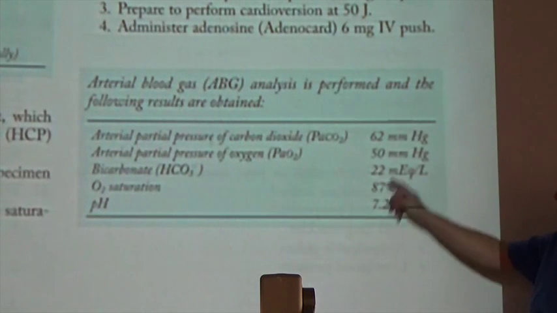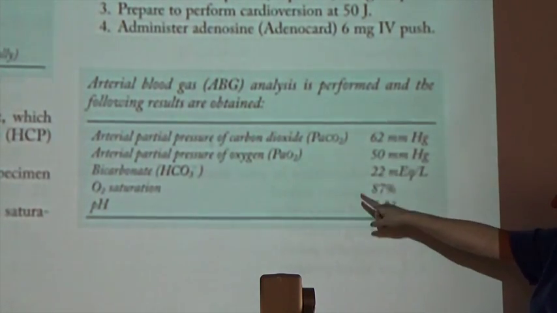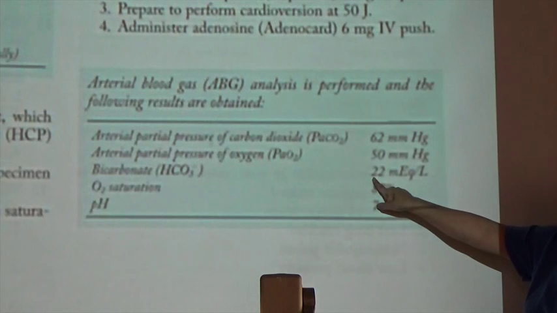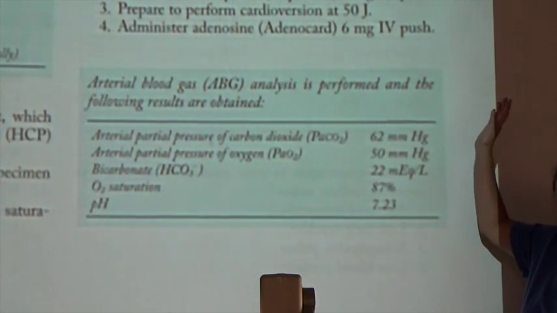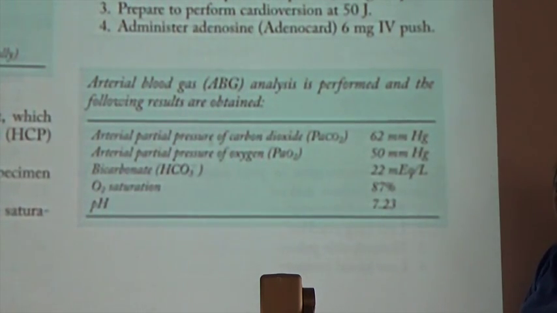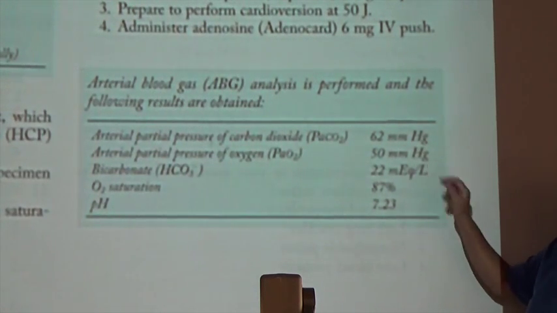Acidosis. Who else is in acidosis up here? The CO2 is. So it's respiratory. What's that? That's normal, right? Mm-hmm. So it's off on the respiratory side. Acidosis. So it's uncompensated respiratory acidosis.